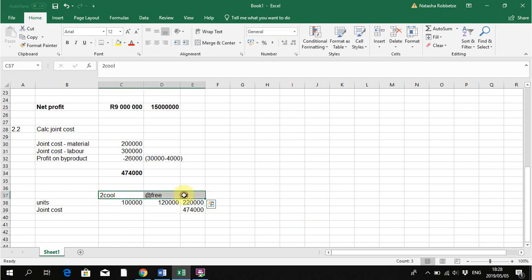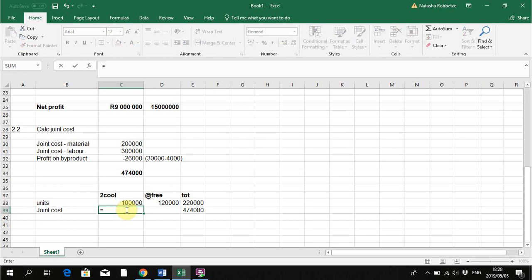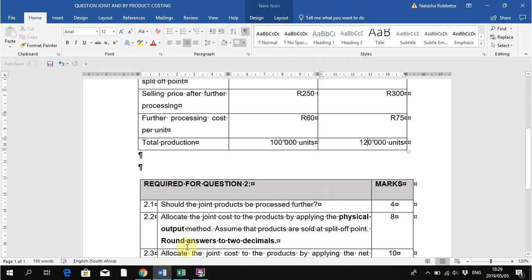Then I now need to go and split this between my two products. So how we go about it is to say you take the total Rand value, the 474,000, you divide it by 220, which is the total units, and you times it by the units that are applicable to the product that you are calculating. So in this instance, it will be 100,000 for the Too Cool. Then I'm just going to round. The instruction is to round to 2 decimals.